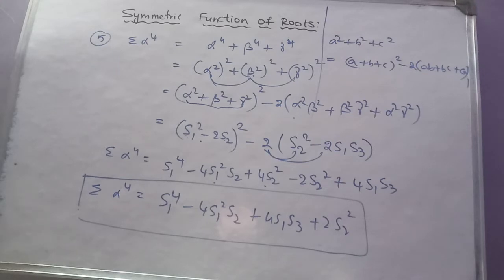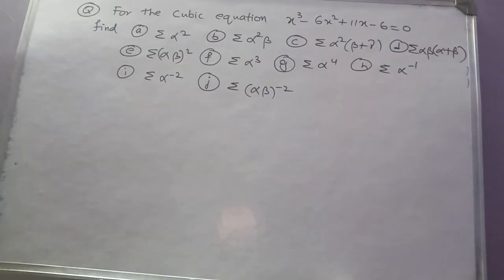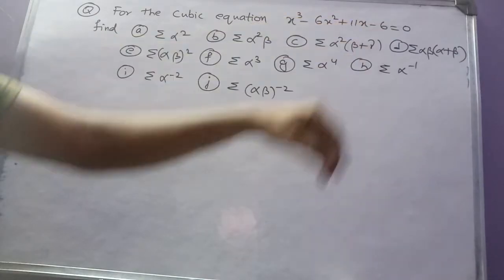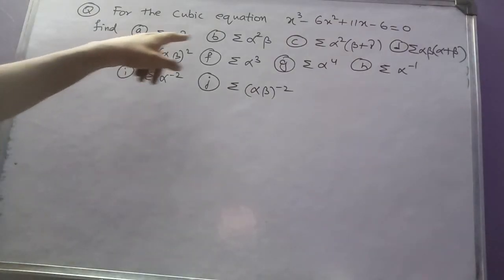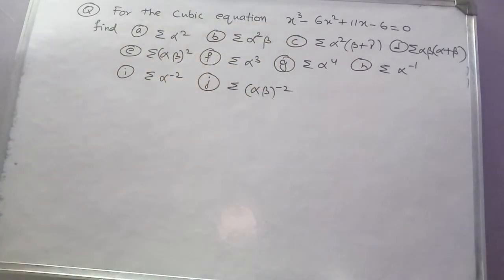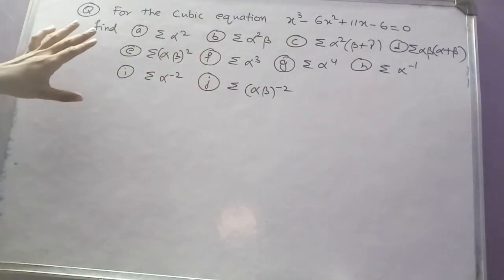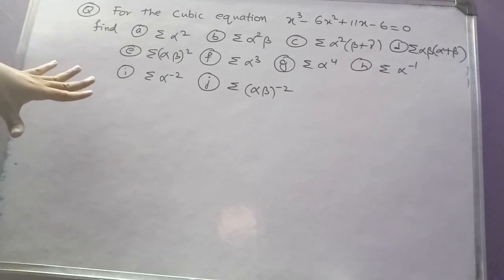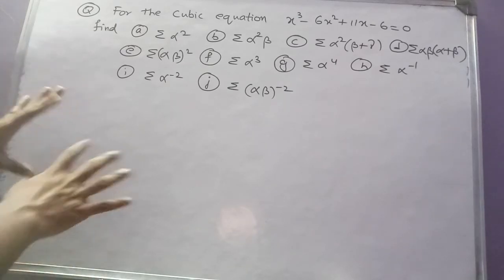Now, dear students, let us see how to use these things in the problems. Let us take a cubic equation: x cube minus 6x square plus 11x minus 6 equal to 0. We are supposed to find sigma alpha square beta and others. Totally we have 10 sub questions. So please pause the video and note down the questions. I'll start deriving.